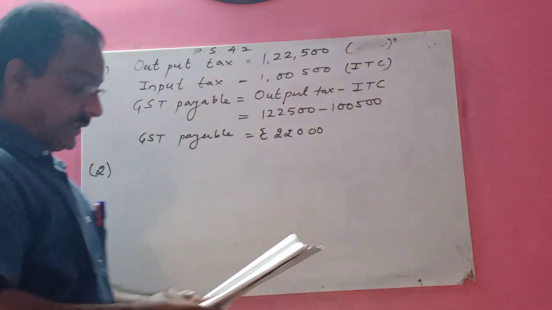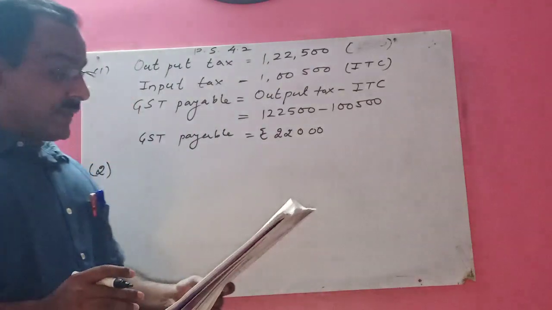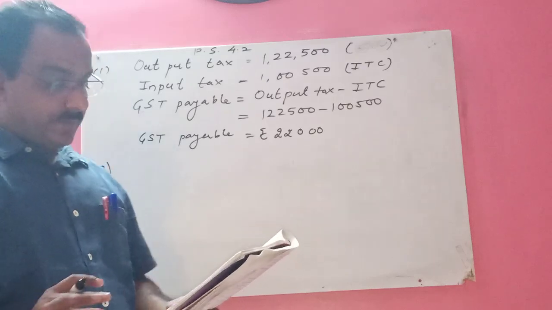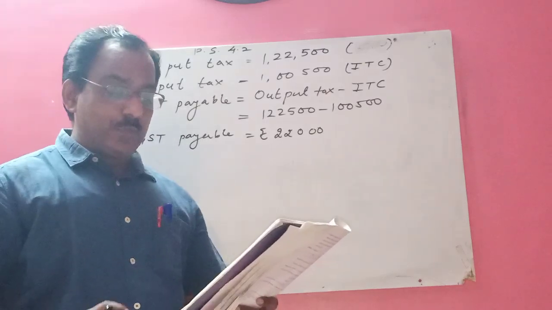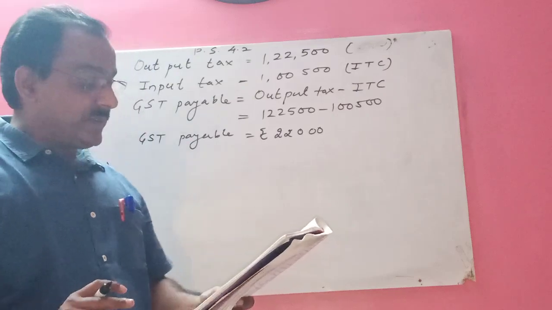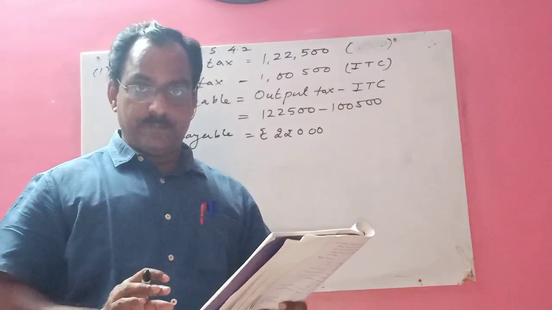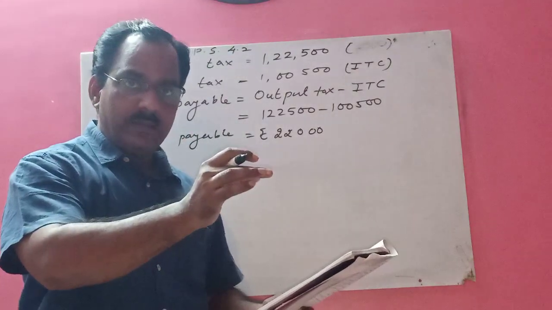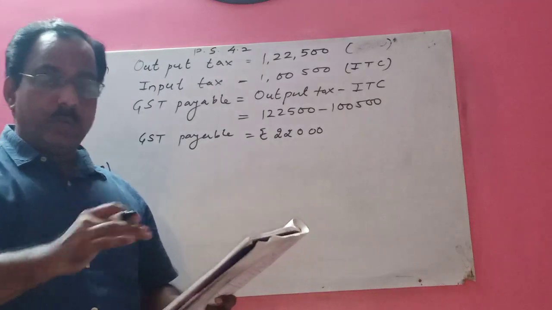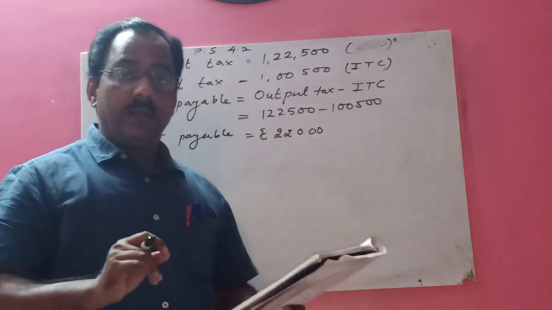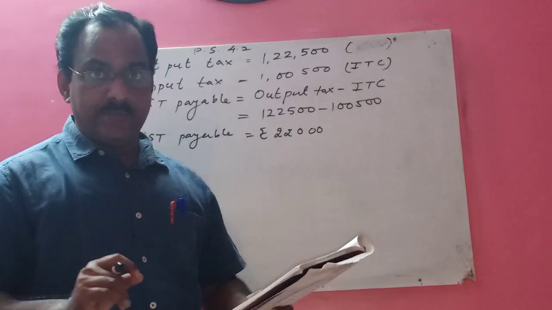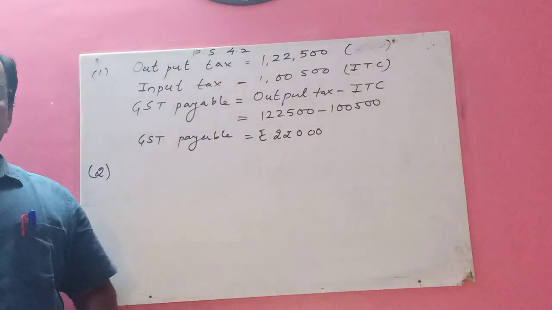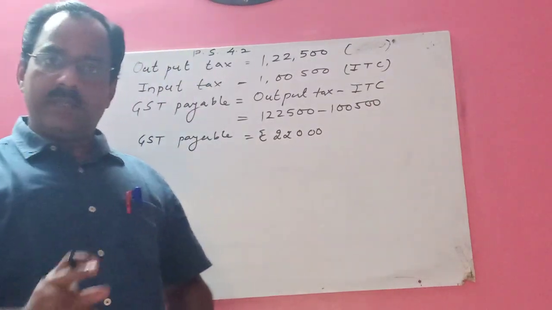Now see question number 2, children. Nazma is a proprietor of a firm registered under GST. She has to pay GST of rupees 12,500 on purchase. During this she has to pay an amount of 12,500. So purchasing time she has to pay how much? 12,500. So 12,500 becomes what? It becomes the input tax.